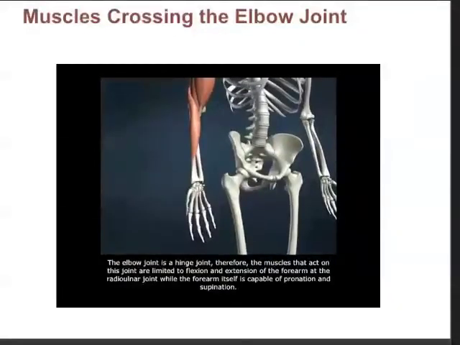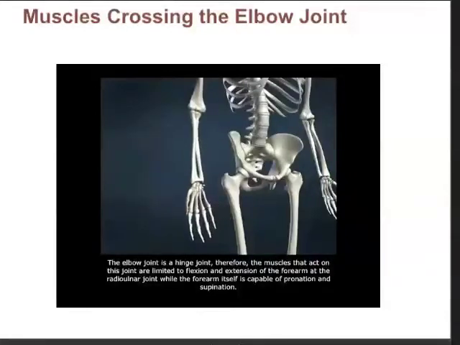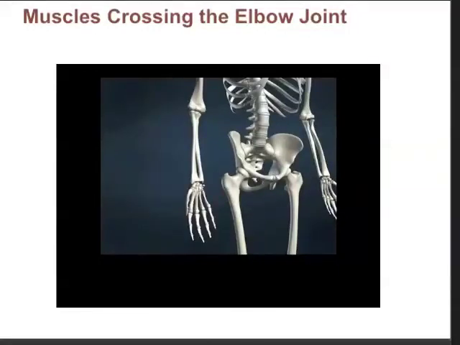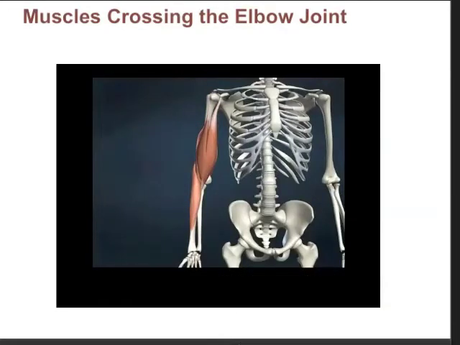The elbow joint is a hinge joint. Therefore, the muscles that act on this joint are limited to flexion and extension of the forearm at the radio-ulnar joint, while the forearm itself is capable of pronation and supination. Muscles that extend the forearm are located posteriorly, while those associated with flexion of the forearm are located anteriorly.